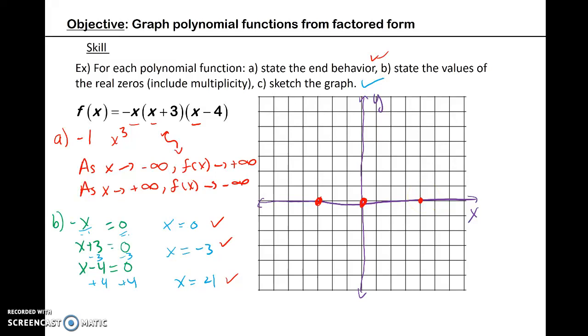Okay, and then we were given our end behavior. And our end behavior is as x goes to -infinity, f of x goes to positive infinity. So that is somewhere up here. As x goes to positive infinity, f of x goes to -infinity. So that's somewhere down here. So we're just going to give a rough sketch of my graph. I'm going to go through this point, and go through this point.